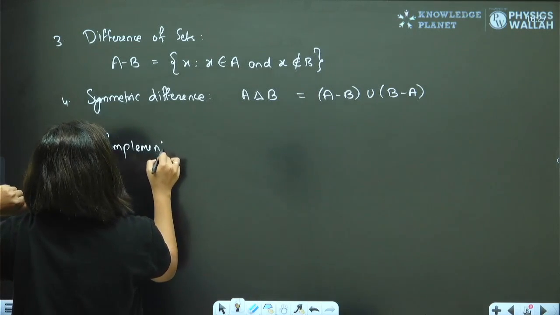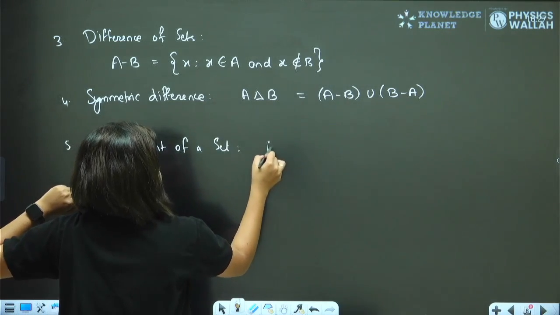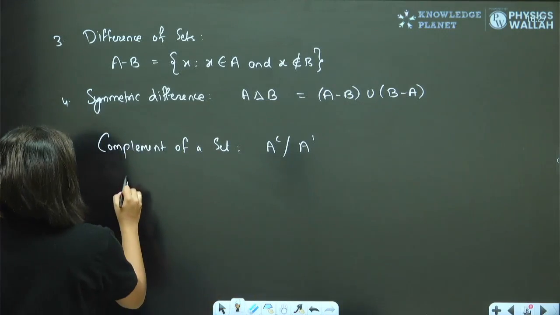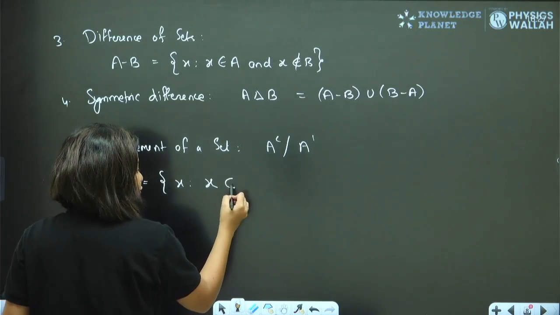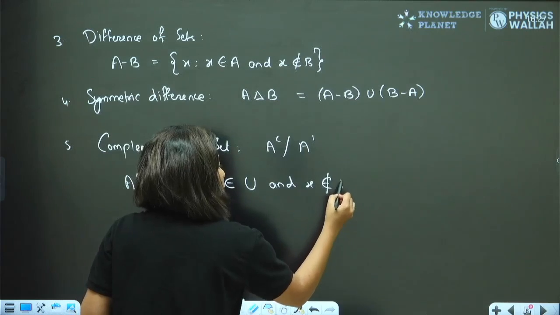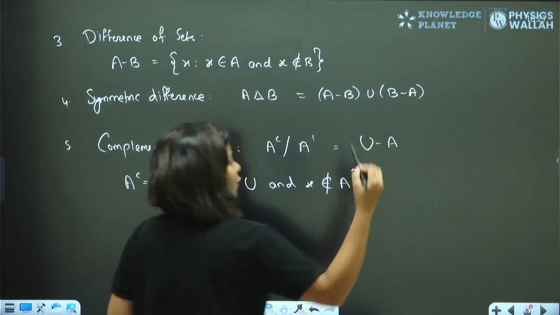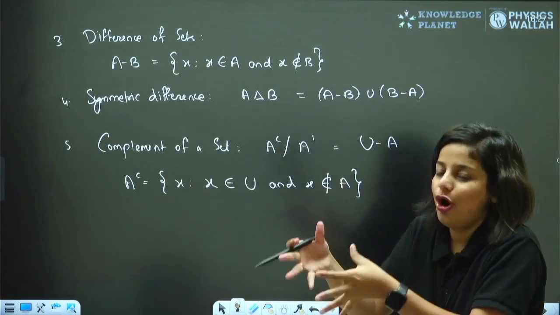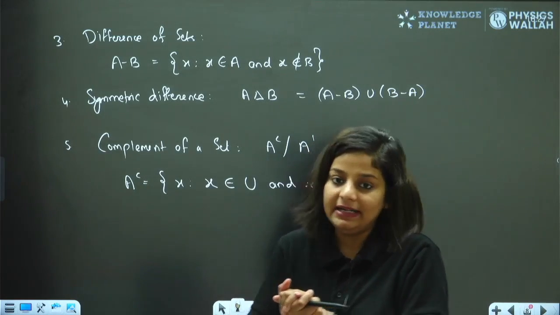How do you denote the complement of a set? It's written as A to the power C or just A prime, right? And the definition of A complement is all x such that x belongs to the universal set and x does not belong to A. So in other words, A complement is U minus A also. It's a part of the universal set, but it's not a part of your set A. All those elements will be the complement.